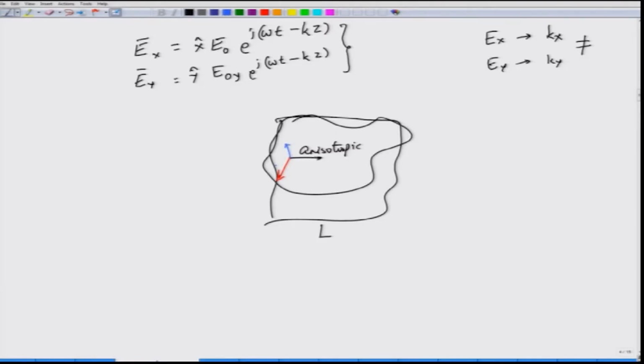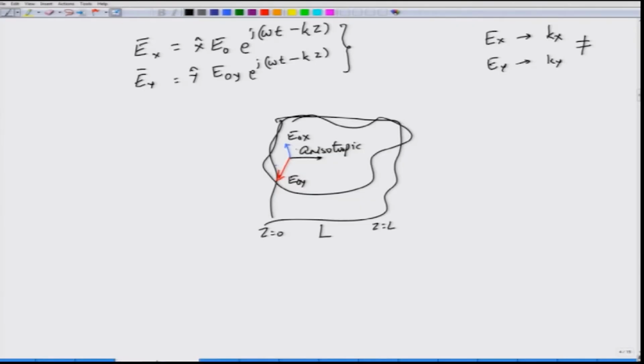So, at z equal to 0, let us assume that both amplitudes are equal, Eox is equal to Eoy. Let us assume that at this stage both amplitudes are the same, they have the same frequency, and they are propagating along the z axis. So, this is at z equal to 0, and this is at z equal to L.